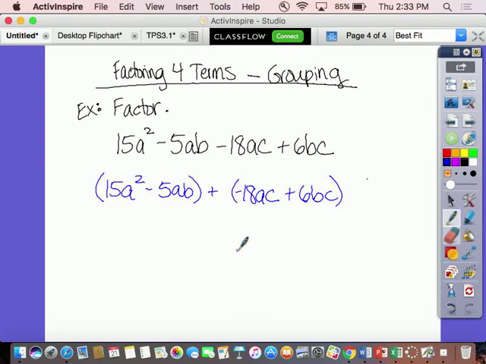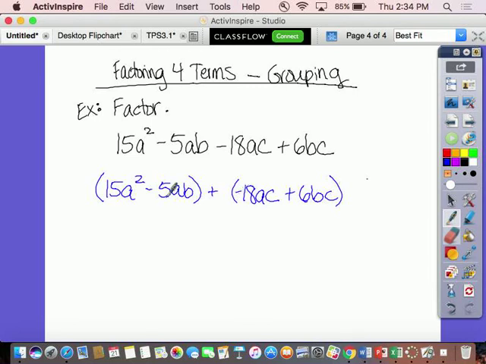They don't have to have the same letters, but they have to have some kind of common factor. So like this one has 5 and A. This one has 6 and C. You could, but I'm going to show you why I did it that way. I'm going to show you why I included the minus with this.